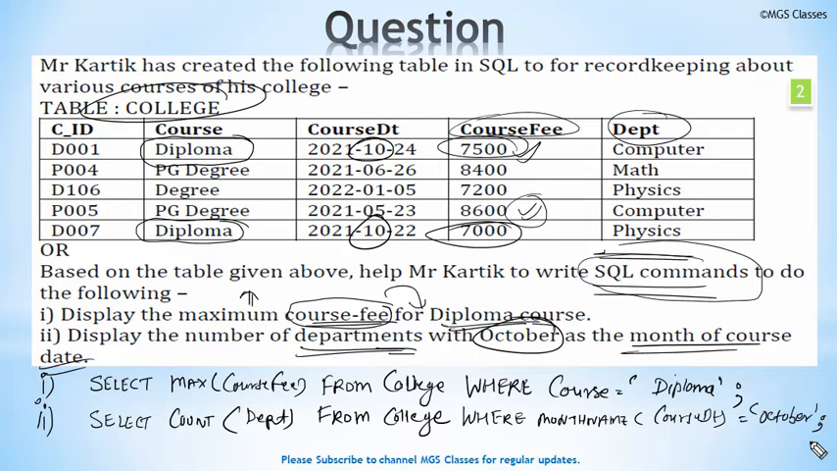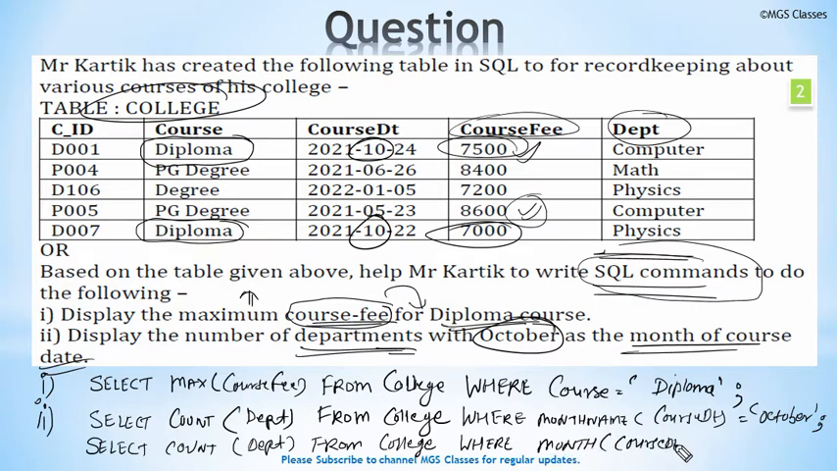So one way to write the answer is this. Another way you can write it is like this: select count, then you write dept, and then from college. That way you can also answer: where month of course date equals 10, because October month's value is 10. The month function returns the month number and the monthname function returns the string of the month. So either you can write it this way or this way. Both answers are correct.